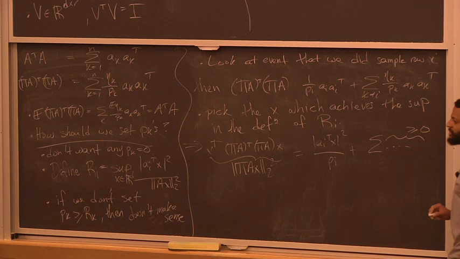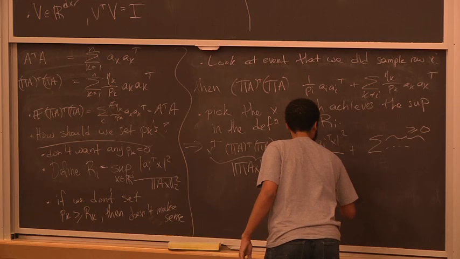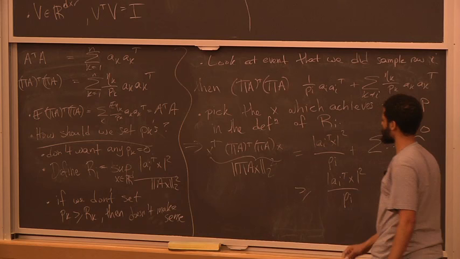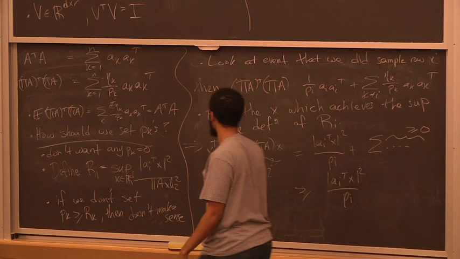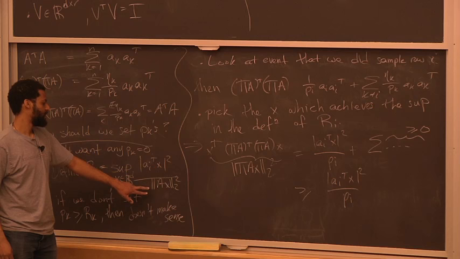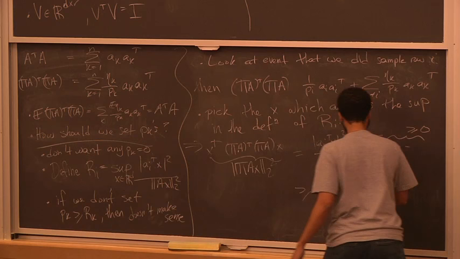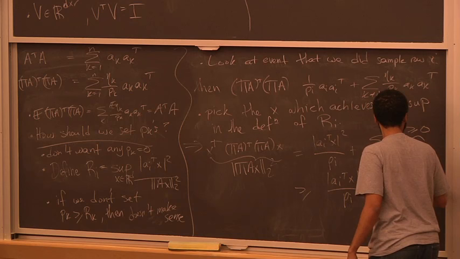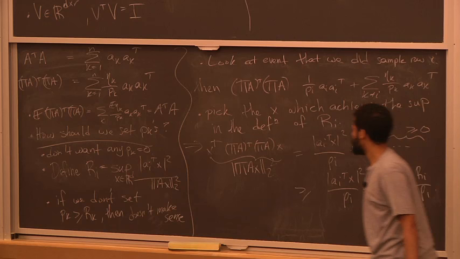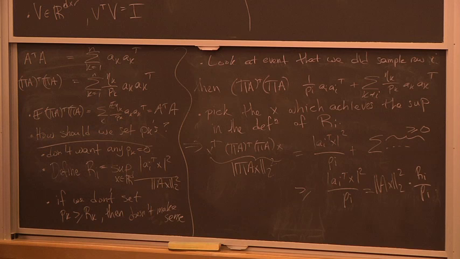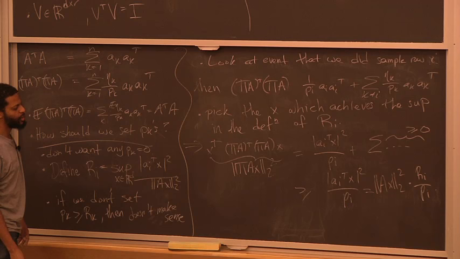Right? So this is at least a_i transpose x squared over p_i. Right? But we chose x to achieve this sup. So we know that a_i transpose x squared is equal to the L2 norm squared of Ax times r_i. So this is equal to the L2 norm squared of Ax times r_i over p_i. Right? So maybe I should have said, if we don't set it to be at least, so what do we want? Kind of what we see is this thing is at least this.